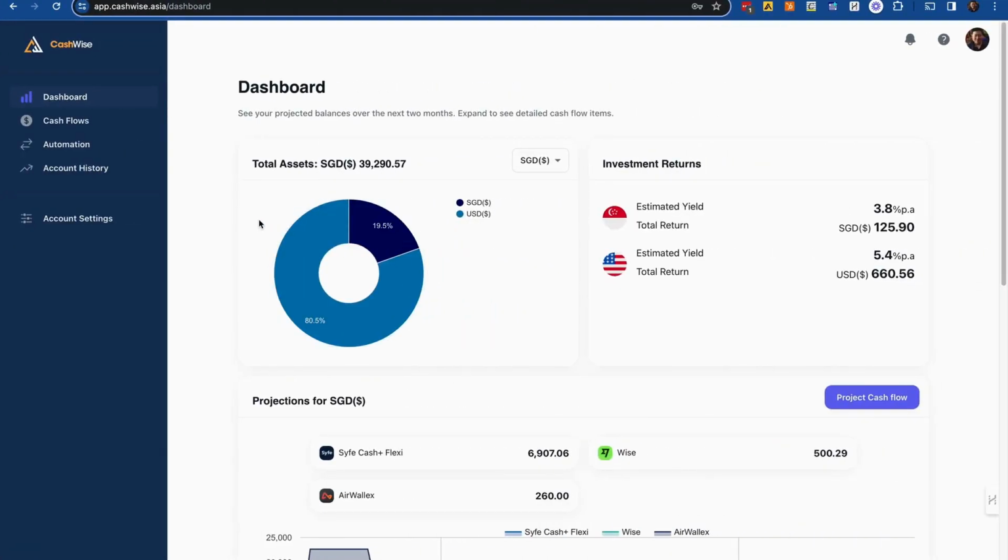This is a dashboard. On the left are your total global treasury assets. Here it's broken down by currency. On the right are your investment returns. They're broken down by currency as well. Estimated yields are provided, as well as the total return for that account.